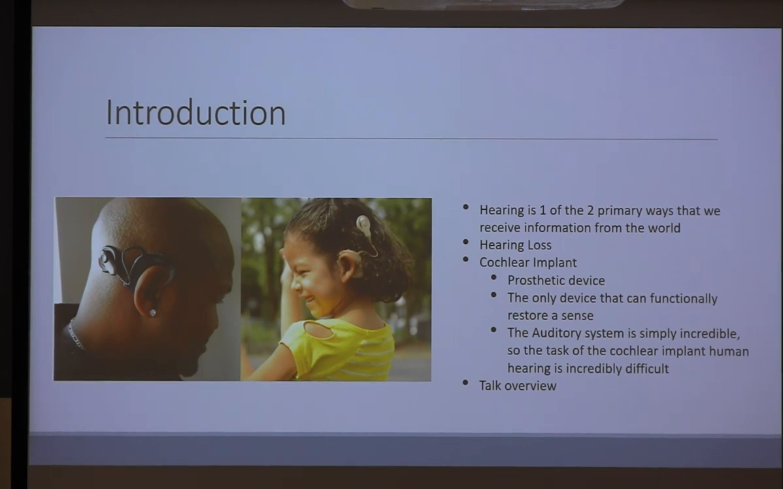Part of this is because, from what you'll learn today, the auditory system is really, really incredible. And so the task that the cochlear implant has to try to replicate what the ear is doing is a really difficult task. And so in this talk, I'll go through the auditory system, looking at it through a physics lens. I'll talk about some of the cool, interesting physical concepts that are going on when you are hearing and interpreting sound. And then I'll talk about the cochlear implant a little bit and what it does to mimic this system.